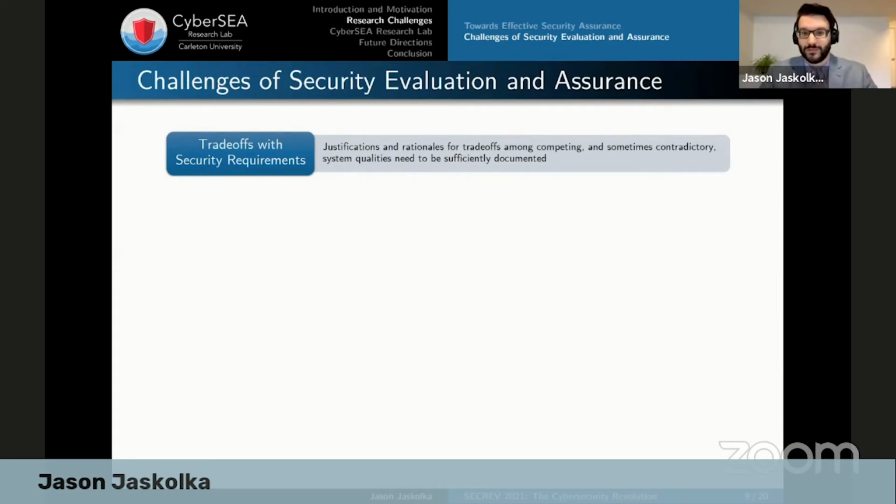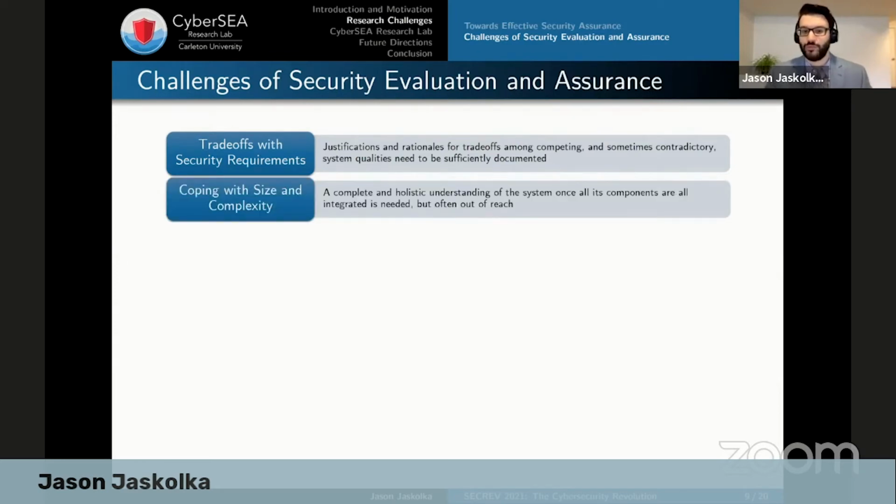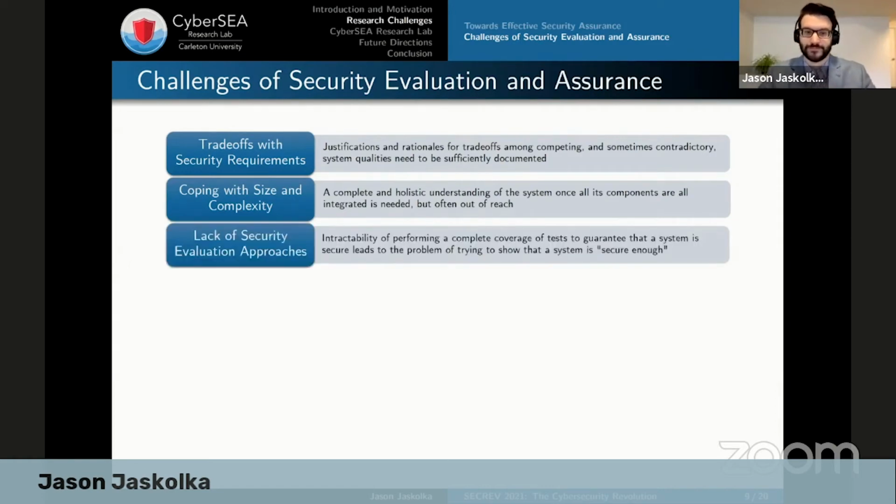So there's always trade-offs with security requirements. And this means that the justifications and the rationales for the trade-offs among these competing and sometimes contradictory requirements needs to be sufficiently documented in order to provide this effective assurance. We need to cope with the size and the complexity of these systems. A complete and a holistic understanding of these systems, once all its components are integrated, is needed, but due to the just enormous size and complexity of critical infrastructure, this is often out of reach. So we need more clever ways of dealing with that.